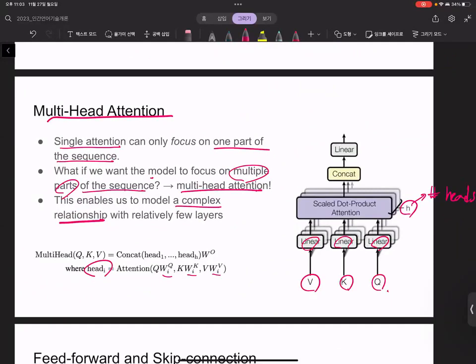And then scaled dot product attention. And then concatenate head 1 to head H. And then linear transform by WO. This is the multi-head attention.